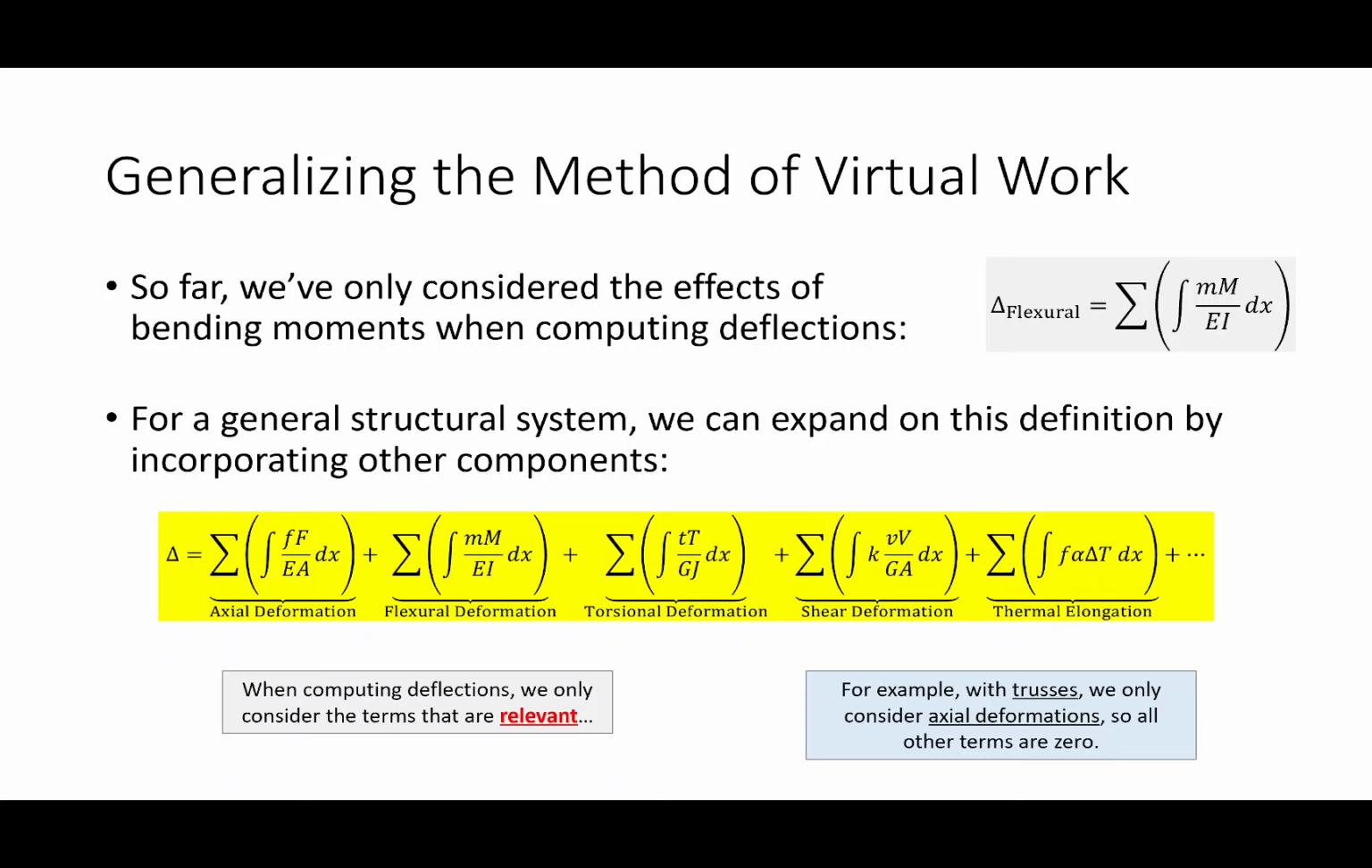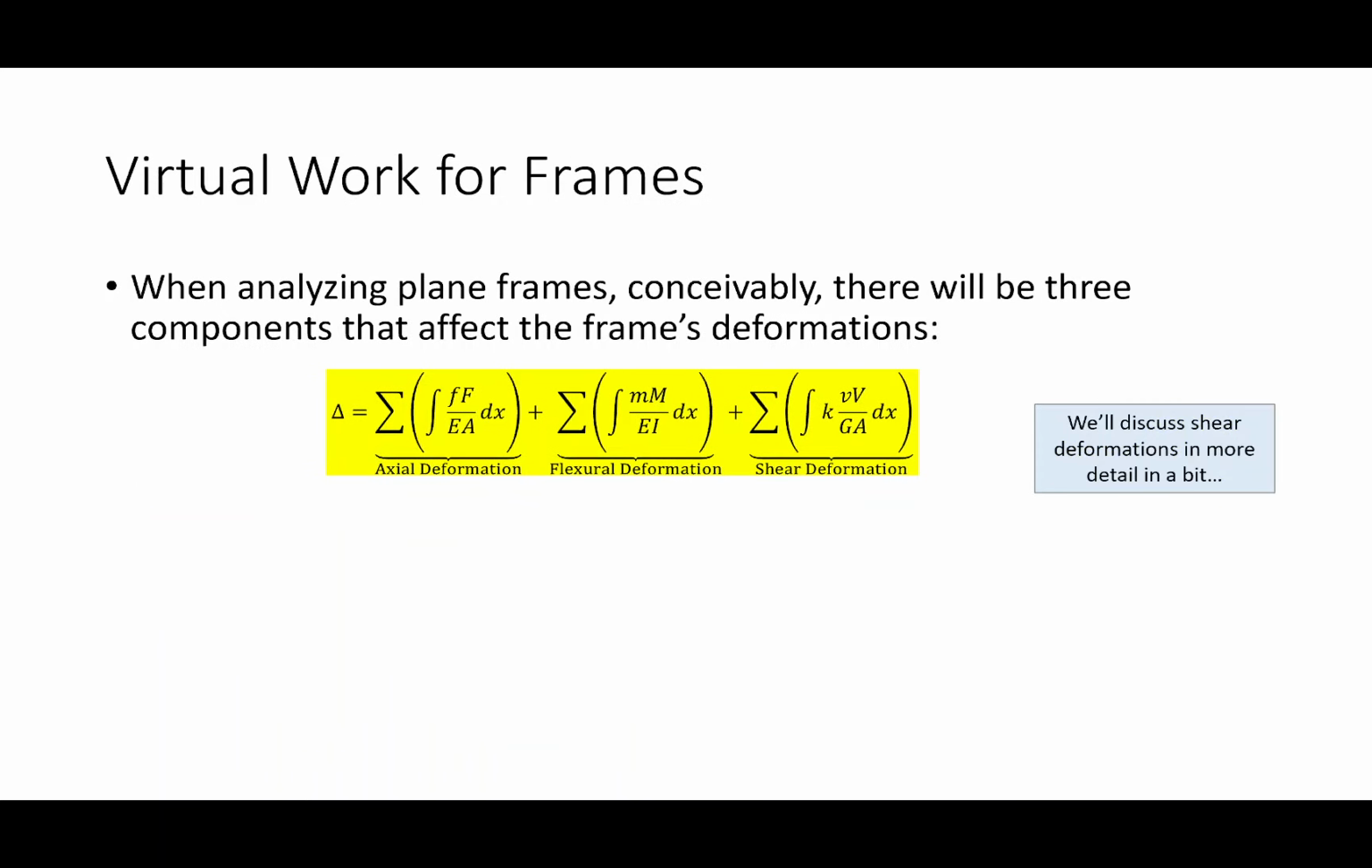Does that make sense? We've never worried about torsional deformations, at least in the problems that we've done, because we never had any elements that are being twisted in most civil engineering structures. We really try and avoid that anyways. But the idea is that generally this is what virtual work looks like. Okay, so I guess my question is, what about a frame? Well, frames could see all three. They could see axial loads, they could see moments, and they could see shears.